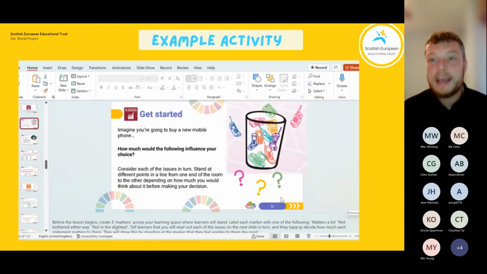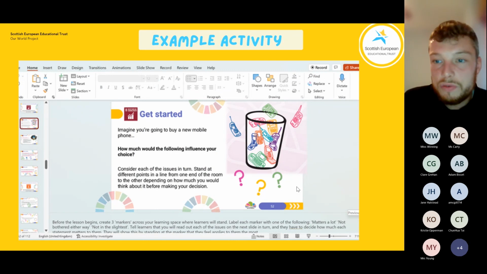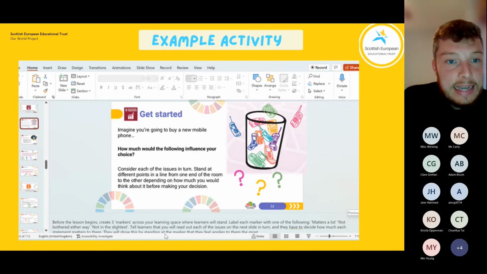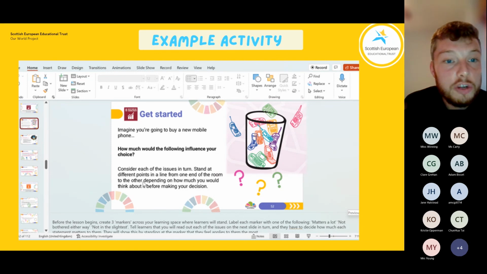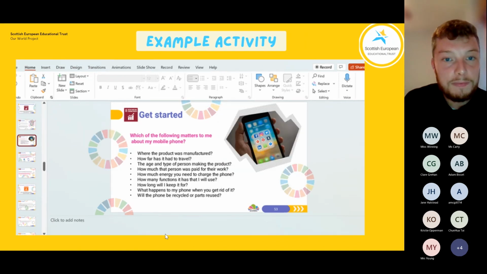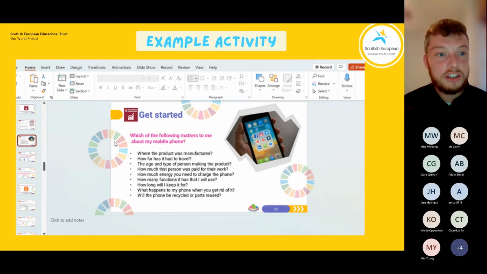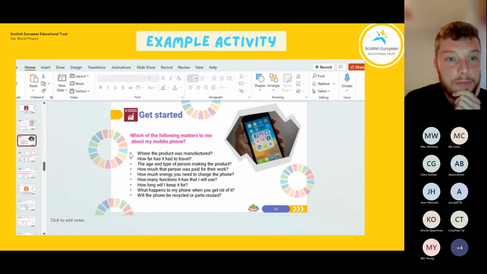So this is just a quick example from their 17 Activities for Secondary Schools resource. This is about SDG number 8, decent work and economic growth. So imagine you're going to buy a new mobile phone. How much would the following influence your choice? So consider each of the issues in turn. Stand at different points in a line from one end of the room to the other, depending on how much you would think about that before making your decision. And then there's a list of questions that can get pupils thinking. So where the product was manufactured, how far has it had to travel, the age and type of person making the product, etc. So again, it promotes discussion, gets young people thinking.